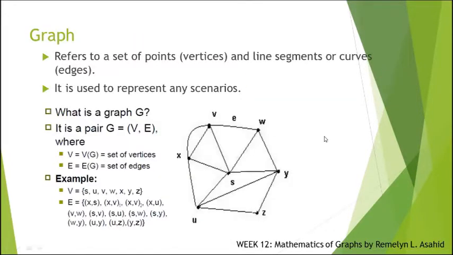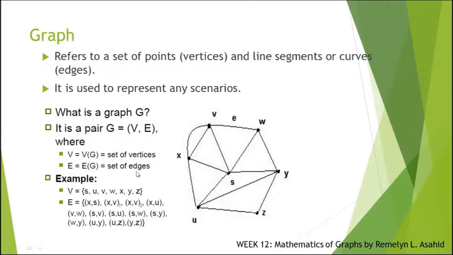So what is a graph? It refers to a set of points, which we call vertices, and line segments or curves, which we call edges. It is used to represent any scenario. What is graph G? It is a pair G equal to V and E, where V is the set of vertices of your graph and E is the set of edges of the graph.